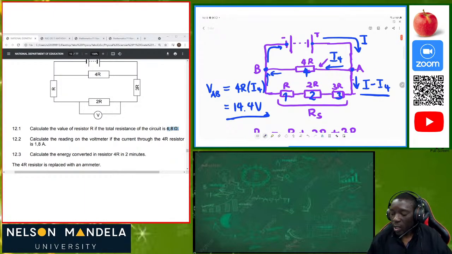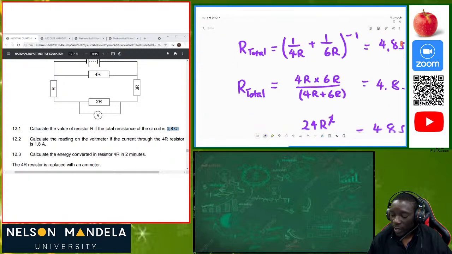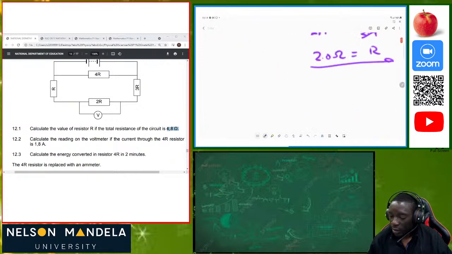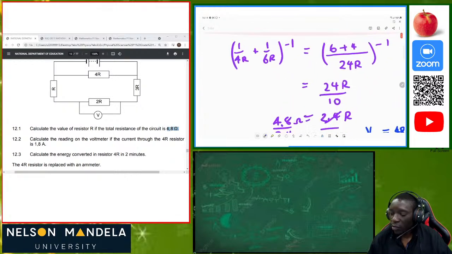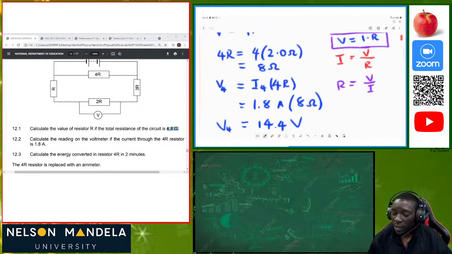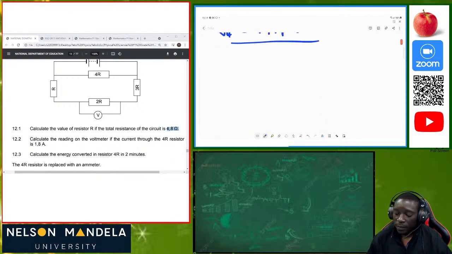So how do we know what I is? Don't forget where we started. We started by determining this. We are even told what the total resistance for the circuit is. So with the total resistance and the voltage from the circuit, we can find I.